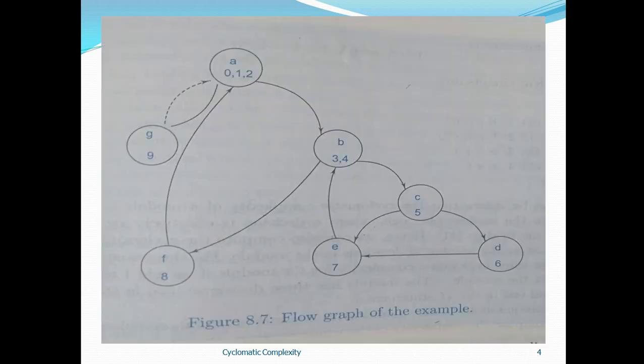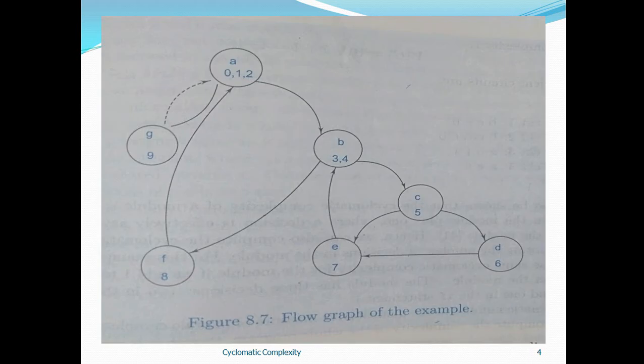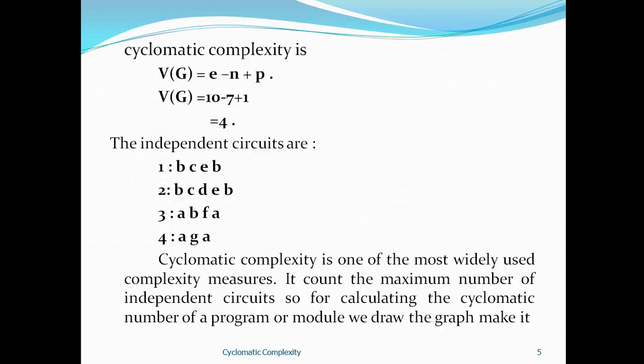Similarly, the first node starts from A, right? A to G, G to A. So here A, G, A, again it goes to A. So line number 4, the independent circuit, which is 4, A, G, A.